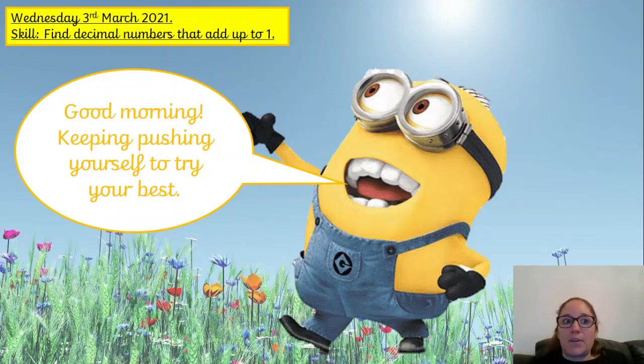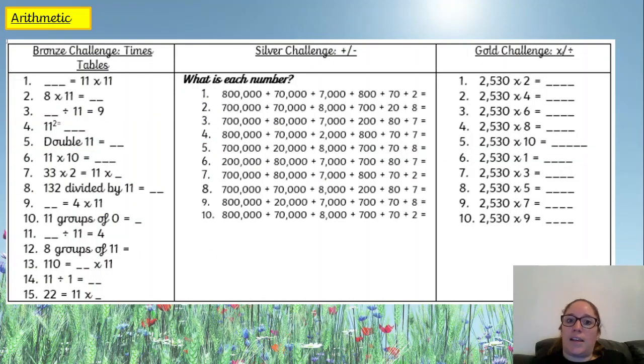Today's maths skill is to find decimal numbers that add up to 1. Okay, so keep pushing really hard to try your best. Okay, let's look at some arithmetic.